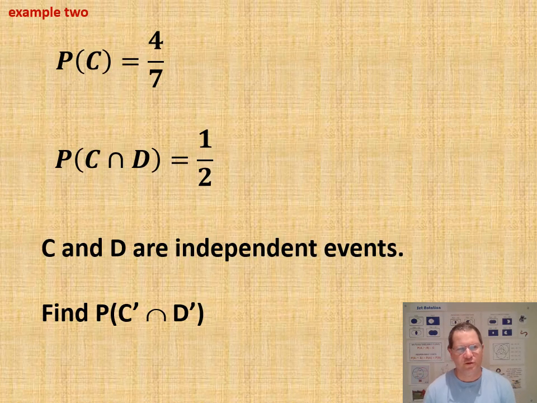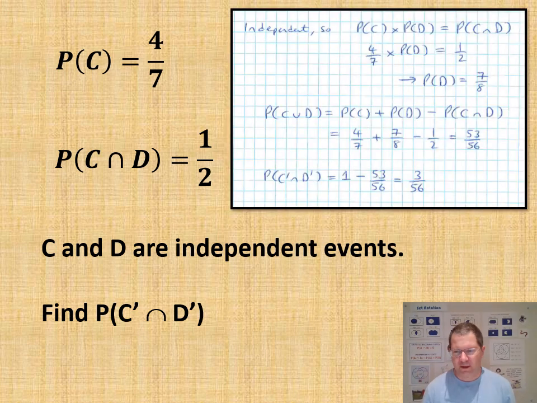Okay, for example 2, we're told the probability of C is 4/7, the intersection of C and D is a half, and we're also told that C and D are independent events, so we can use that rule from before as well. And we've been asked to find the intersection of not C and not D. So I'm going to start using the rule for independent events, which is the probability of C times the probability of D is the intersection of C and D.